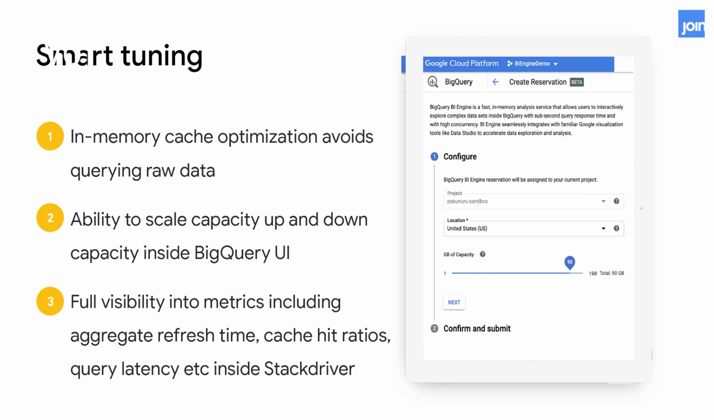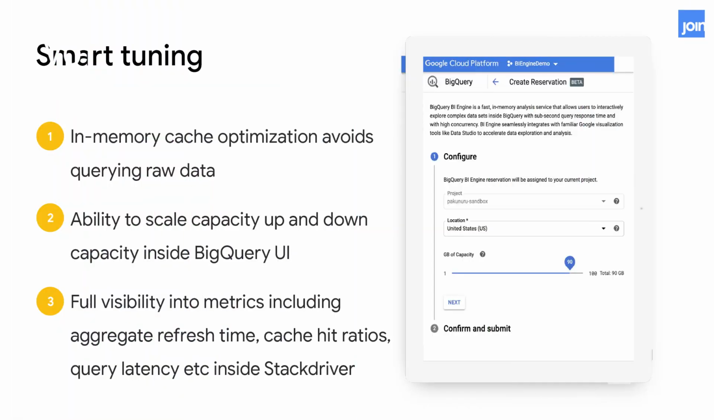BigQuery BI Engine has smart knobs built in. Just by creating a simple reservation in the UI, where you can pick a location and specify the size of memory you need, BI Engine automatically takes care of which columns to query and cache, and uses that self-optimization mechanism to improve the query performance.